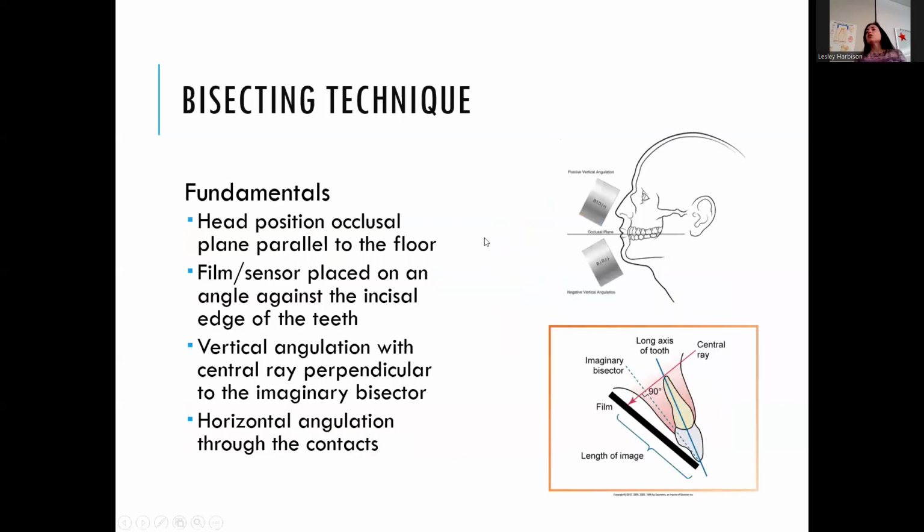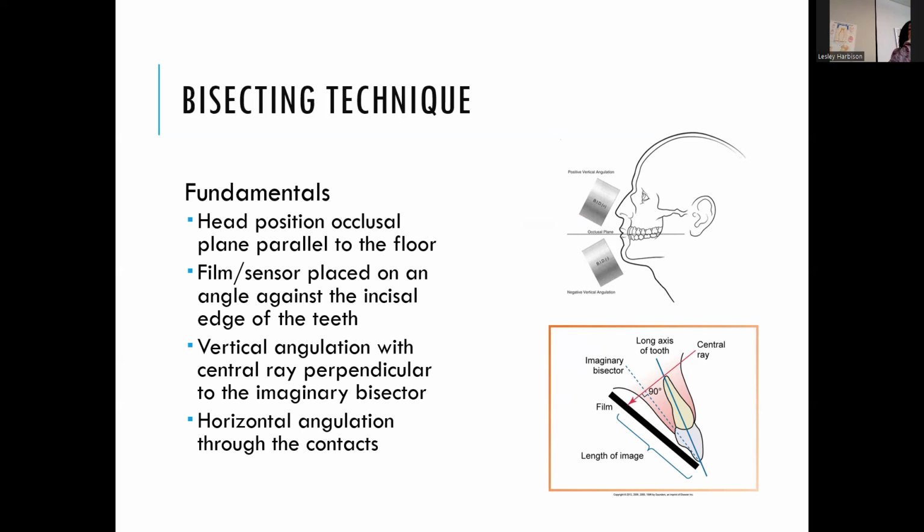So the fundamentals of the bisecting technique: the patient's head position needs to be such that their occlusal plane is parallel to the floor. You want to make sure of everything that you can so that you don't have these things changing the angle. So you want your patient's occlusal plane to be parallel to the floor so that their head is nice and level. You want the film sensor placed on the edge against the incisal edge of the tooth.